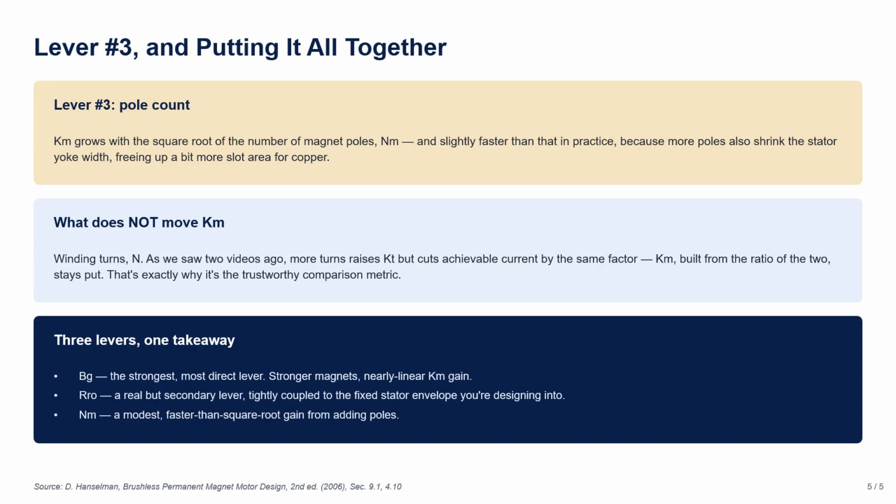So, 3 real levers. Air gap flux density is the strongest and most direct. Rotor radius is real, but secondary, tightly coupled to your fixed stator envelope. And pole count gives a modest faster than square root gain. Master those 3, and you're actually designing for motor constant, not just measuring it.